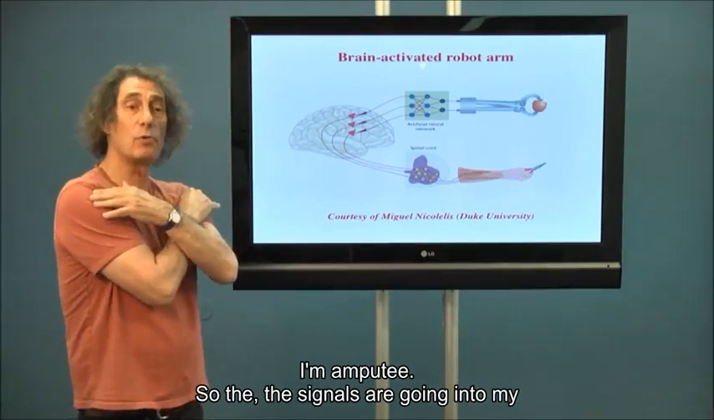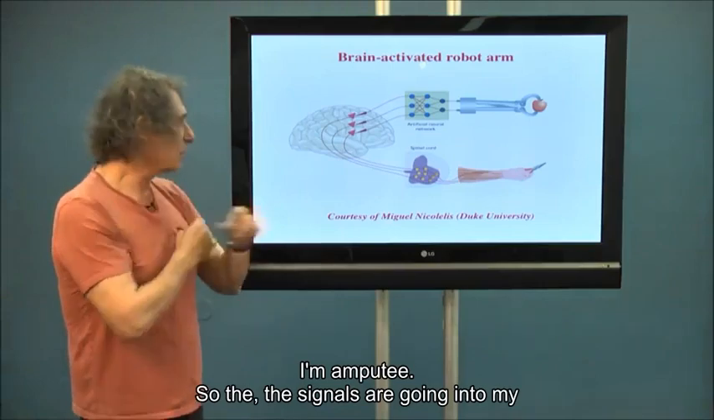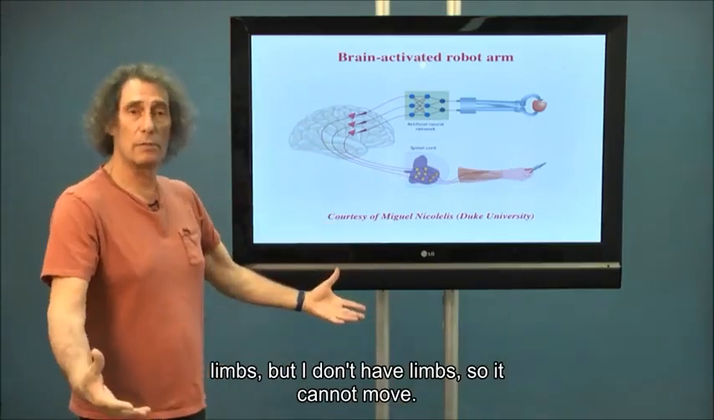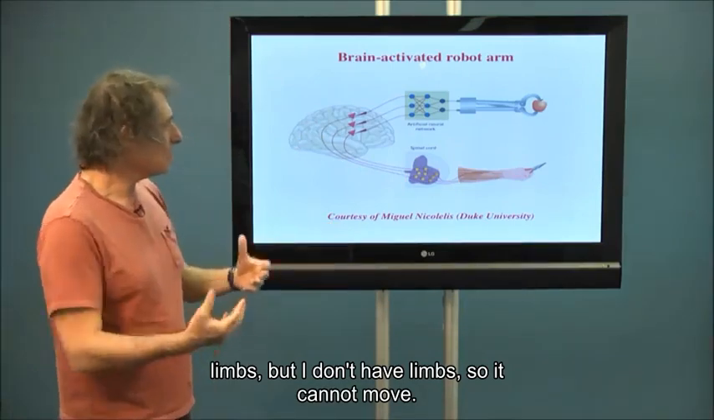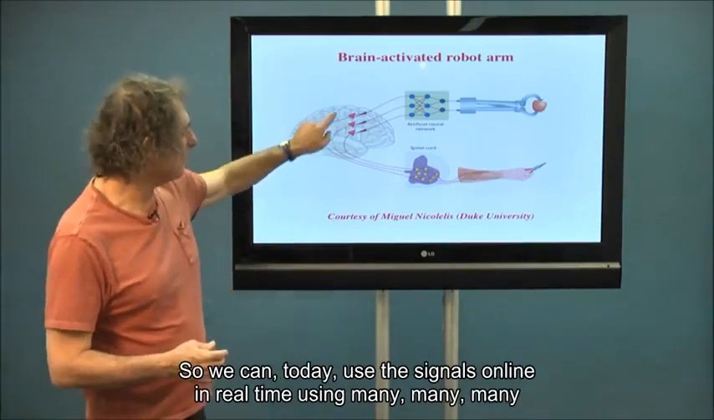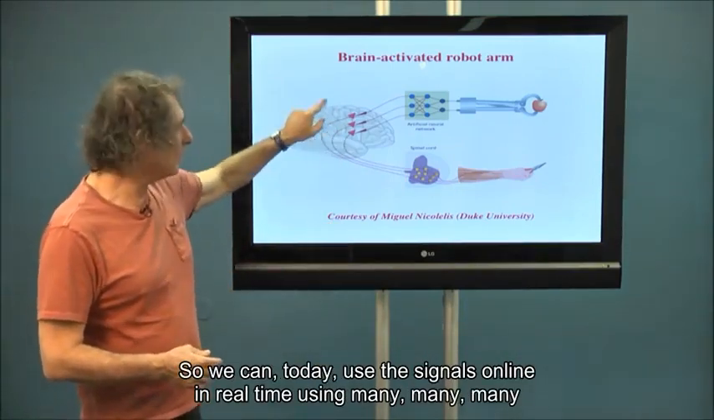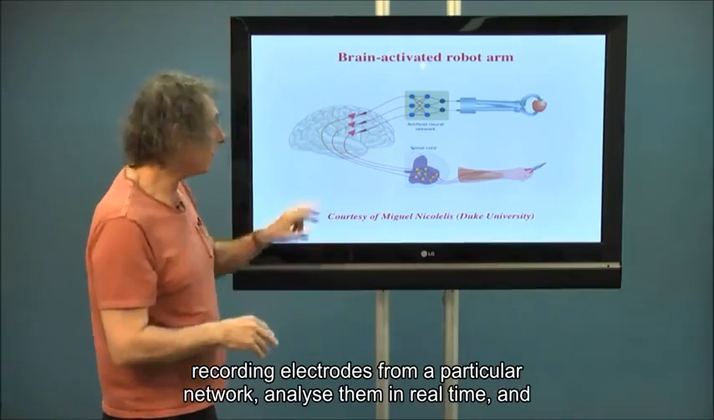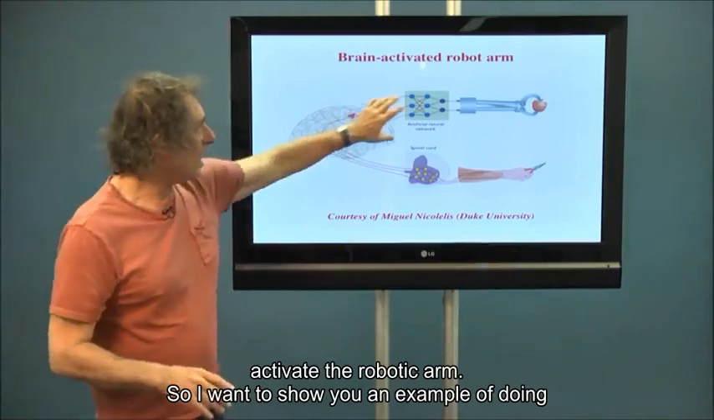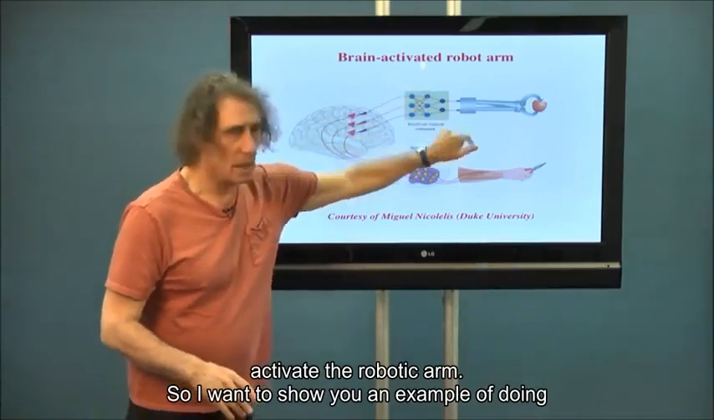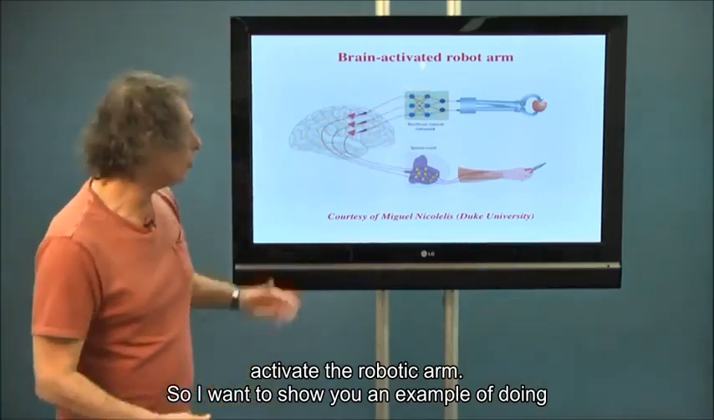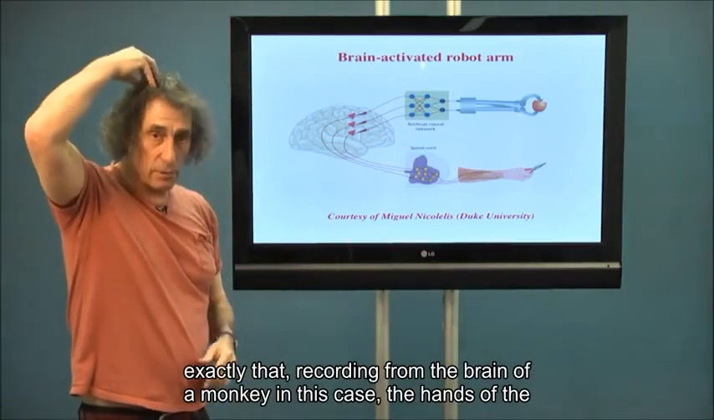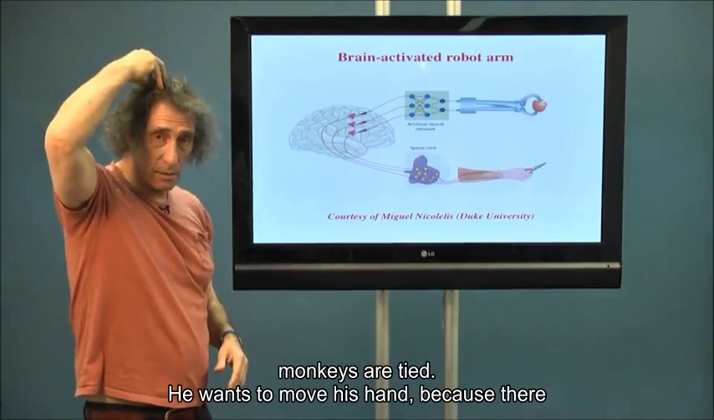Or when I'm an amputee, the signals are going into my limbs, but I don't have limbs, so I cannot move. So we can today use the signals online in real time, using many recording electrodes from a particular network, analyze them in real time, and activate a robotic arm. So I want to show you an example of doing exactly that. Recording from the brain of a monkey in this case.